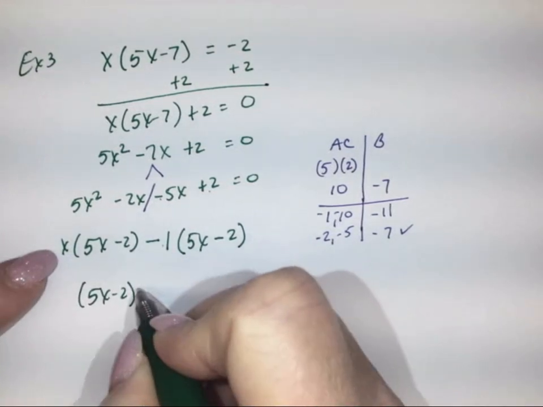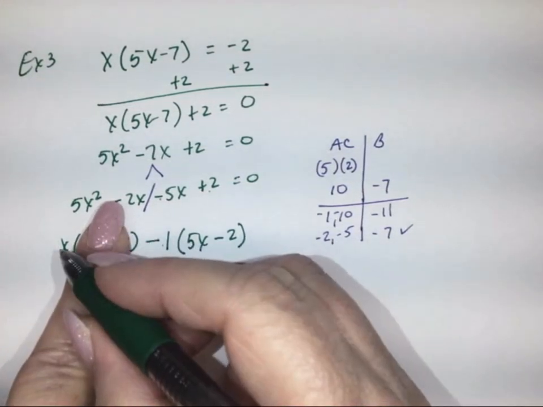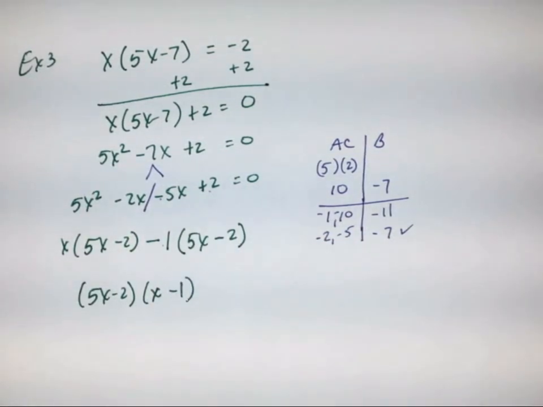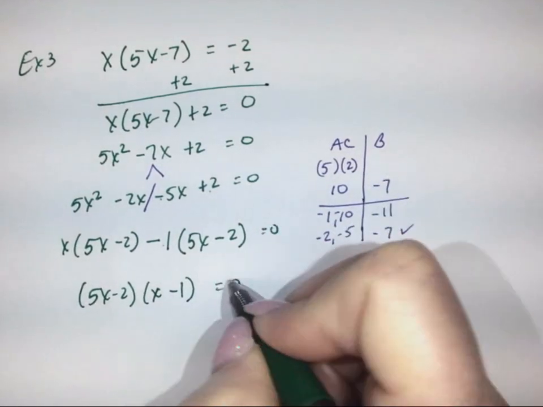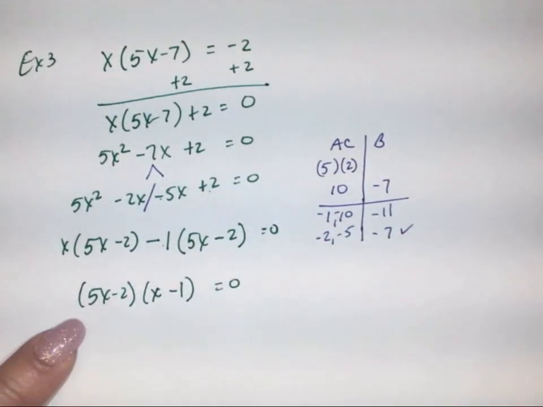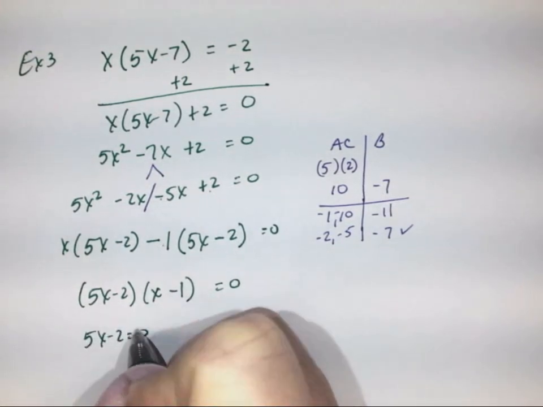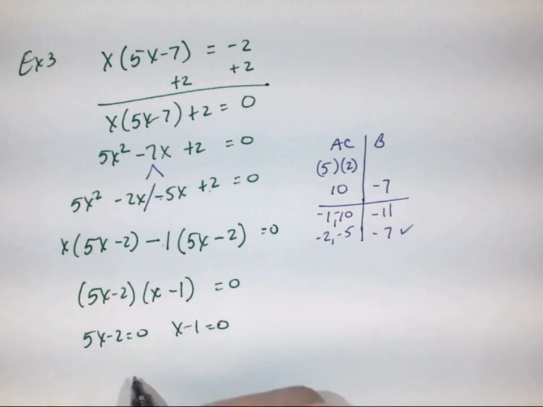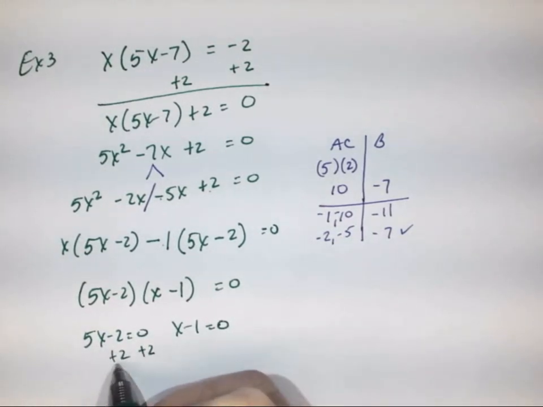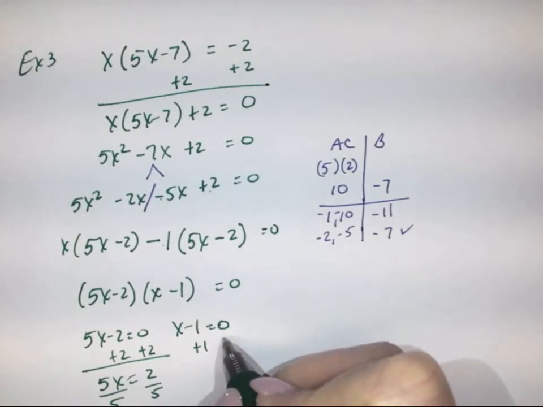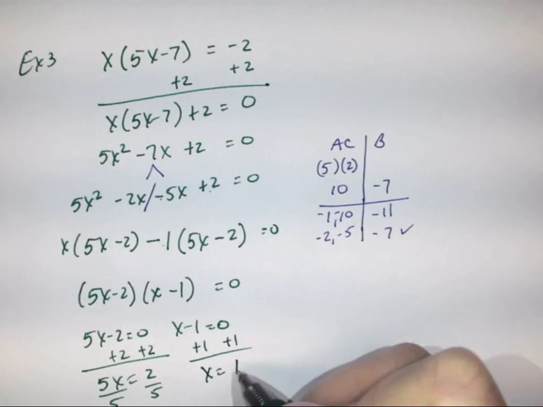And then we'll group together what we have left because we factored out that. We just have the x left. When we factored that out, we have the negative 1. Now remember, still equal to 0. So now I'll do what I did up there on the previous problem and set each part equal to 0. Add my 2 over. I get 5x is equal to 2. Divide by 5, I get x equals 2/5. Over here, I'll add my 1 over and get x is equal to 1.